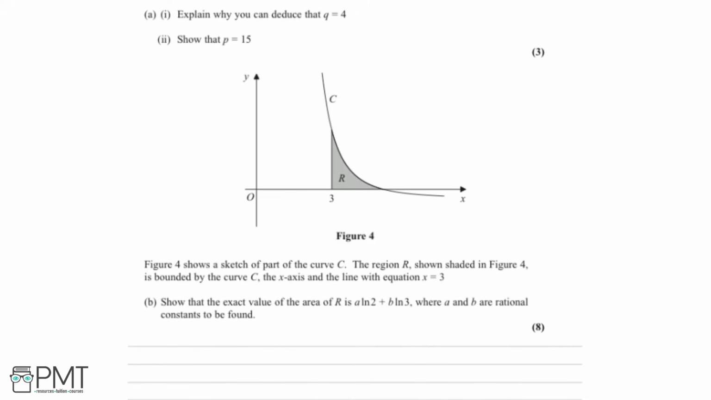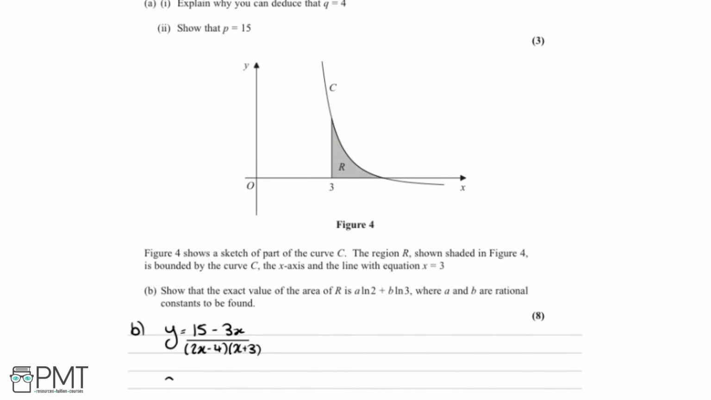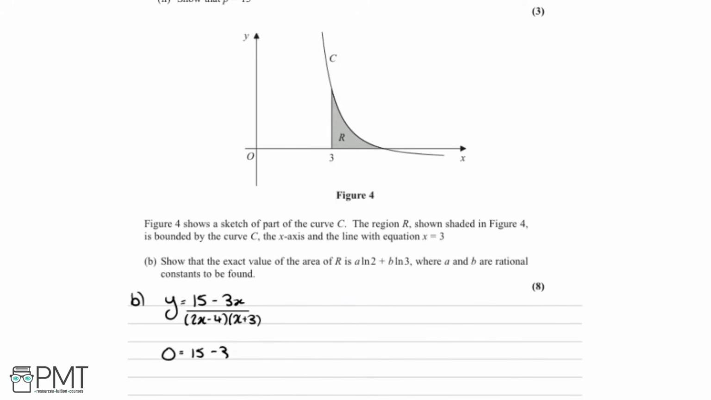The first thing I want to do is work out what this point is, because we're going to integrate between x equals 3, but we need to know our upper limit of integration. What's great is in the previous part we worked out what q and what p equals. So now we can write out the equation of the curve C, replacing p and q with the values that they are. So this is the equation of the curve C, where we've replaced q with 4 and p equals 15. So now to work out this point here, this is actually the x-intercept, so we're just going to set y equal to 0. So we're going to have 0 equals 15 minus 3x all over 2x minus 4 multiplied by x plus 3.